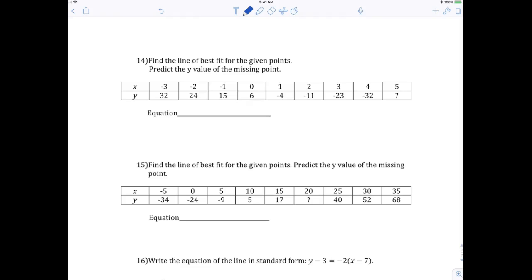All right, here we go. So, line of best fit. I need everybody, Stat, Edit. Now I need you to clear out your list. Clear them, don't delete them. Now I'm leaving 5 out. Do not put 5 in. Enter those: -3, -2, -1, 0, 1, 2, 3, 4. And then under L2, type in 32, 24, 15, 6, -4, -11. Type those in.